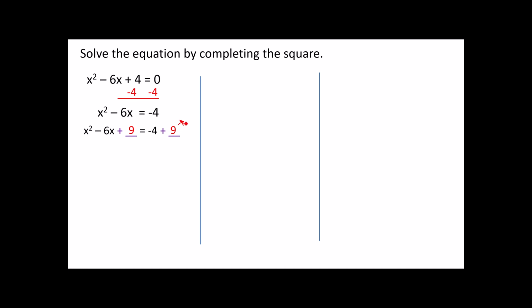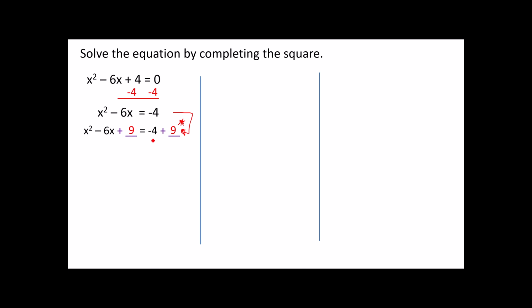This is the part that causes people the most trouble when they're working on completing the square. They figure this out okay, but they forget that they have to do it on the other side as well. Often that's because they've skipped some steps or tried to do some things in their head. Don't allow yourself to fall into that trap. Make sure you take the time to write it on both sides.